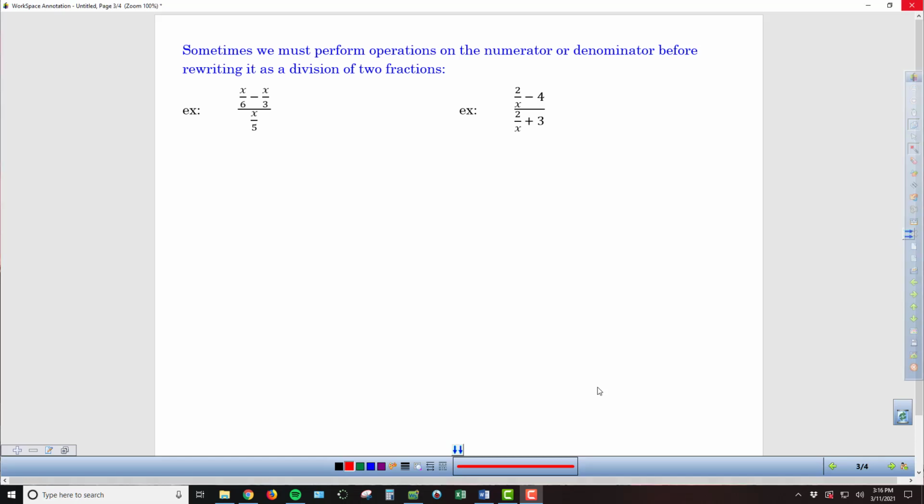Some complex fractions require some addition or subtraction in either the numerator or denominator or both before we can perform the division. Now we can still rewrite this in a horizontal format, so x over 6 minus x over 3 in a set of parentheses divided by x over 5. But before we perform the division, we have to find a common denominator and then subtract the fractions that we see in the parentheses. So we're going to have to do that.